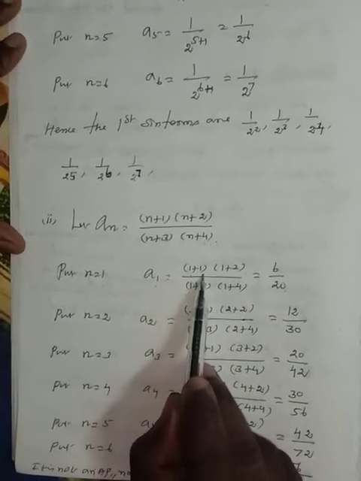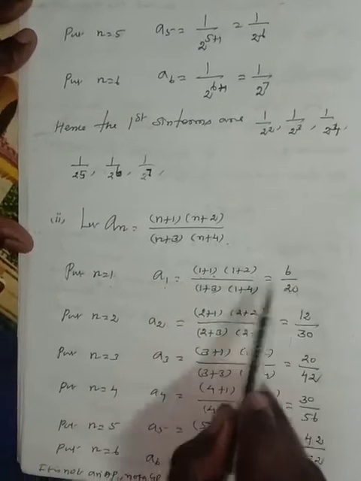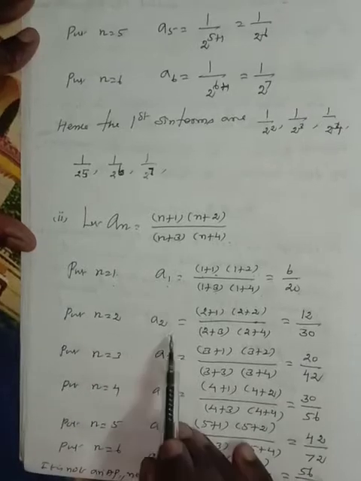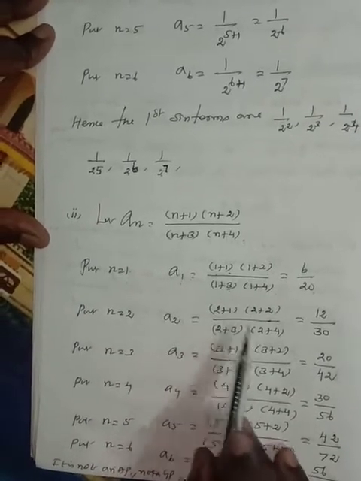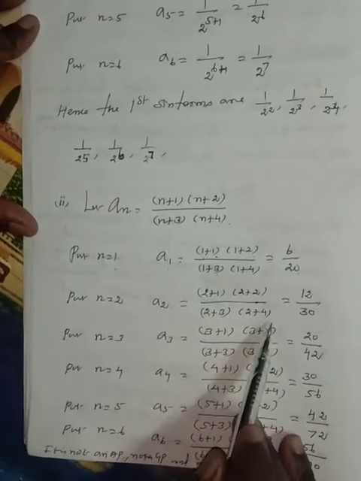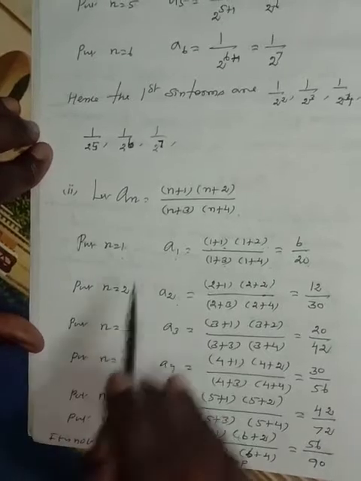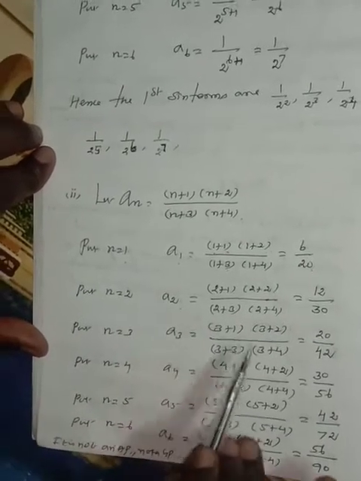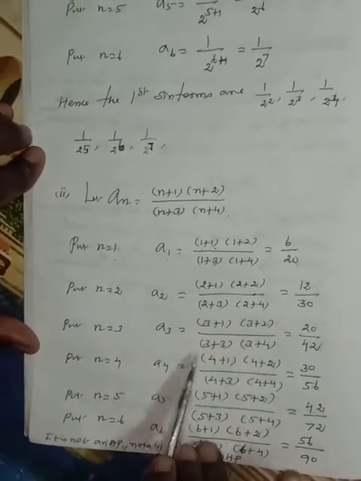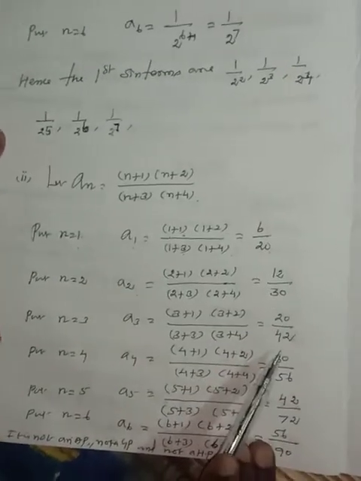Here 1 plus 1 is 2, 1 plus 2 is 3, so 2 3s are 6. Put n is equal to 2, a2: (2 plus 1) into (2 plus 2) divided by (2 plus 3) into (2 plus 4) is 12 divided by 30. Put n is equal to 3. A3 is equal to (3 plus 1) into (3 plus 2) divided by (3 plus 3) into (3 plus 4) is equal to 20 divided by 42.